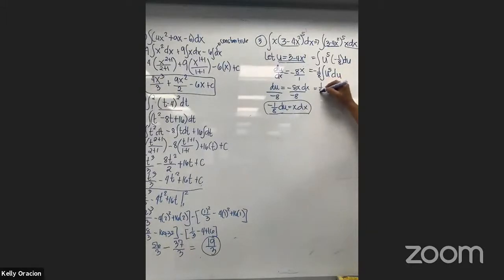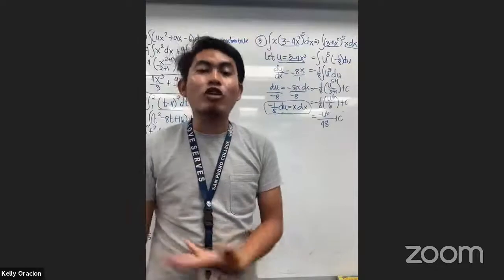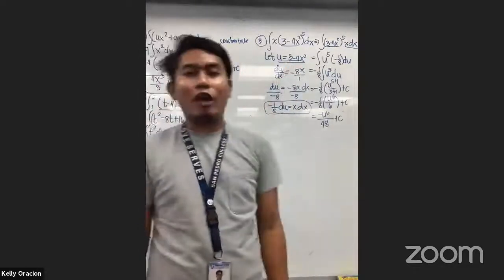Solve. u raised to 5 plus 1 over 5 plus 1 plus c, which is u raised to 6 over 6 plus c. Sorry, it's negative. Next, u raised to 6. It's not yet the final answer. You need to return it to the original. Our u is 3 minus 4x squared.